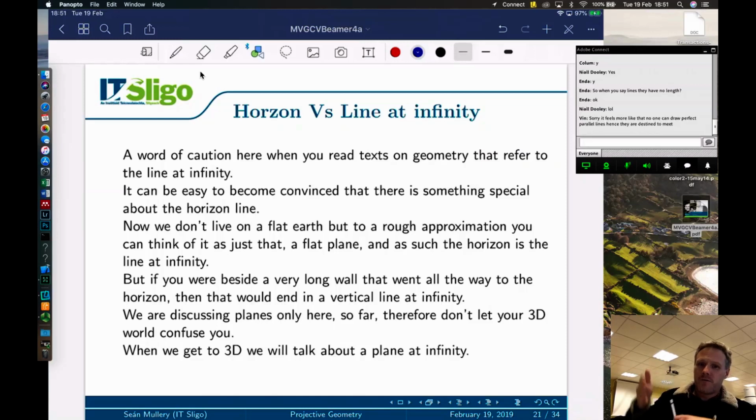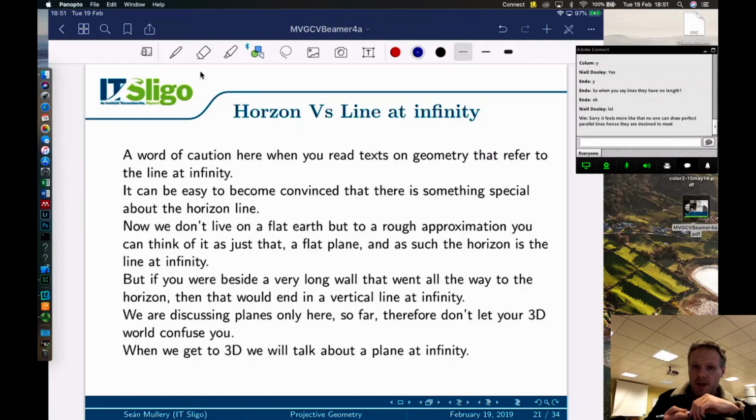But if you were beside a very, very long wall, okay, that went all the way to the horizon, I believe there's somebody in the US trying to build one at the moment, then that would end in a vertical line at infinity. So we have a tendency to think that there's always something important about this horizontal line, but in actual fact, it's simply because we're living on a more or less horizontal plane, or at least to a first approximation. But do remember that if you were standing beside a very straight building that went on for a long way, then they would meet in a vertical line. And it's actually that they're meeting a full plane at infinity there, they're not meeting a line.